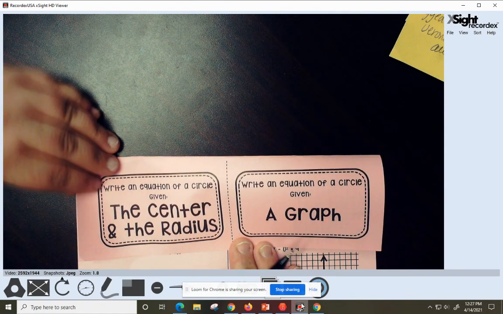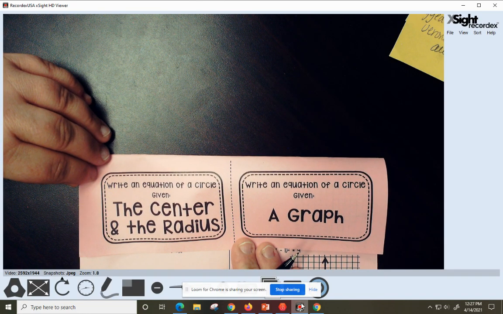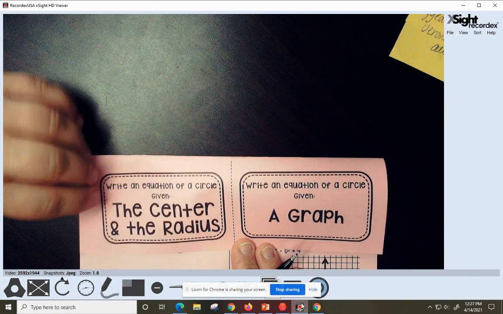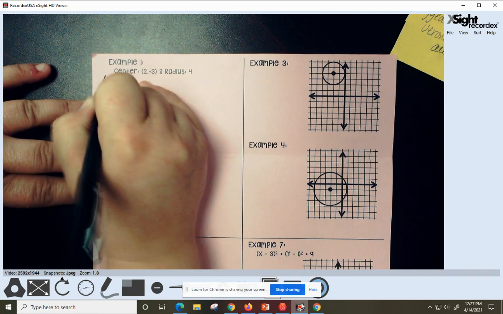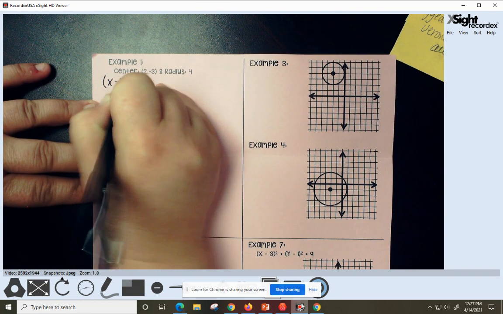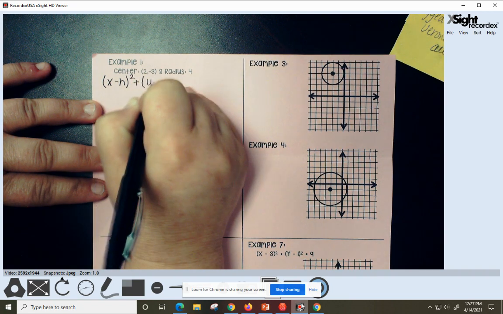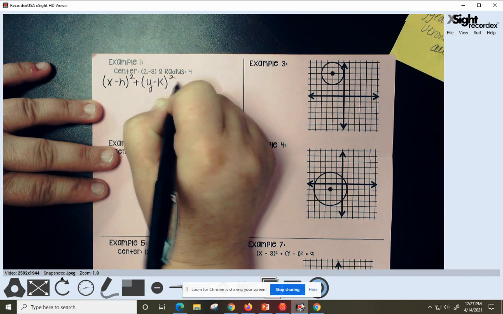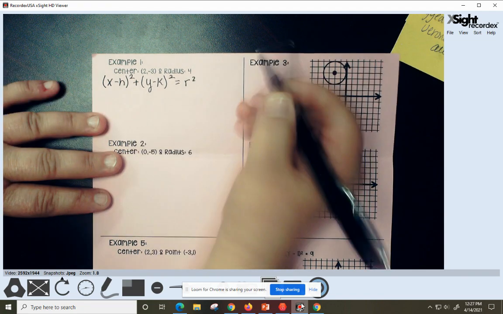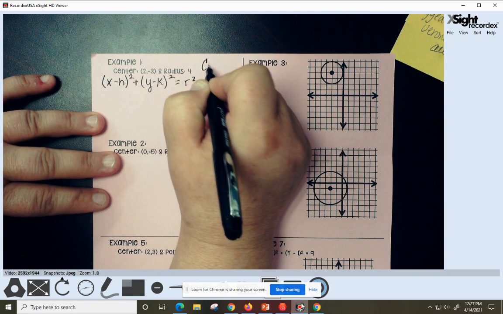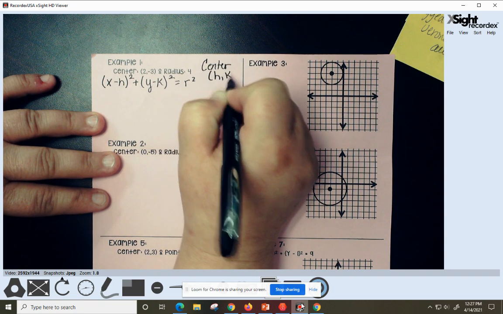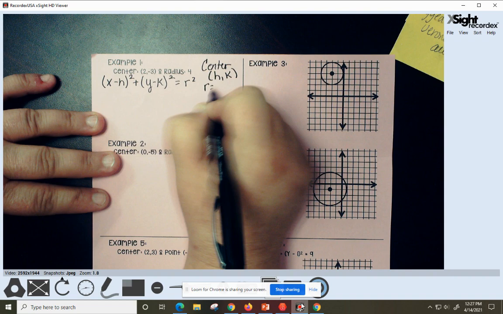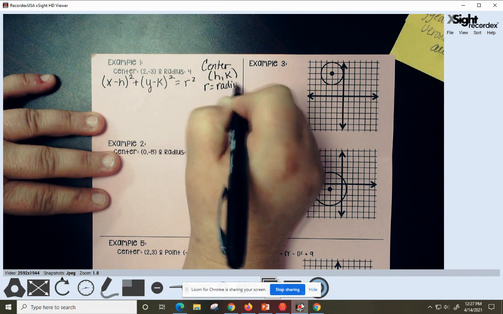We're going to look right now at writing equations of circles. So the circle, if you're given the center and the radius, this is what we need to do. Here's your basic formula. It's x minus h quantity squared plus y minus k quantity squared is equal to your radius squared, where your center is being represented by h comma k, and r is going to be your radius.